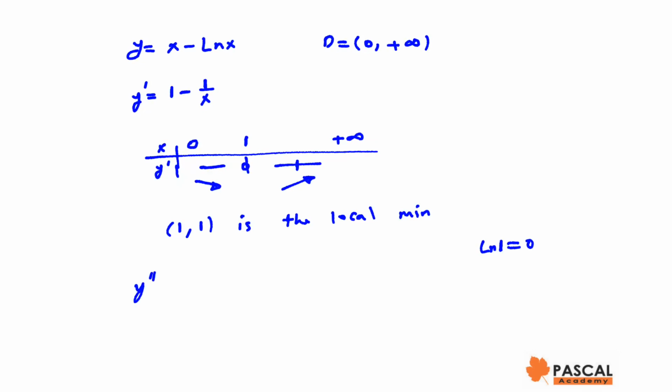The second derivative of this function is 1 over x squared. The derivative of 1 is 0. The derivative of 1 over x is negative 1 over x squared, times the negative sign gives 1 over x squared. It is greater than 0 in the domain of the function. This means the given function is always concave up, from 0 to positive infinity.